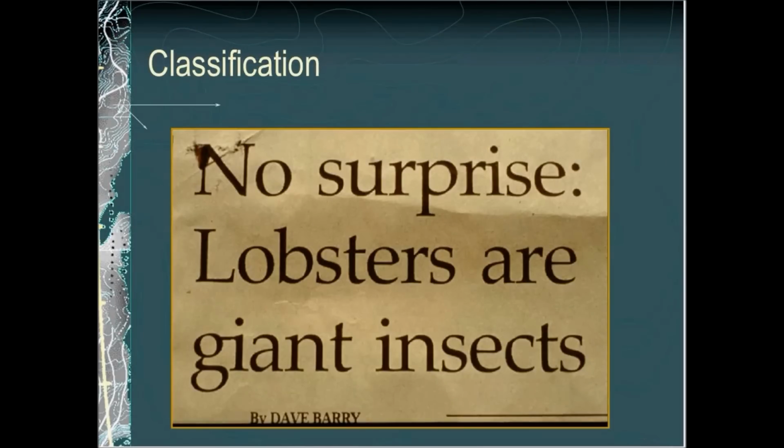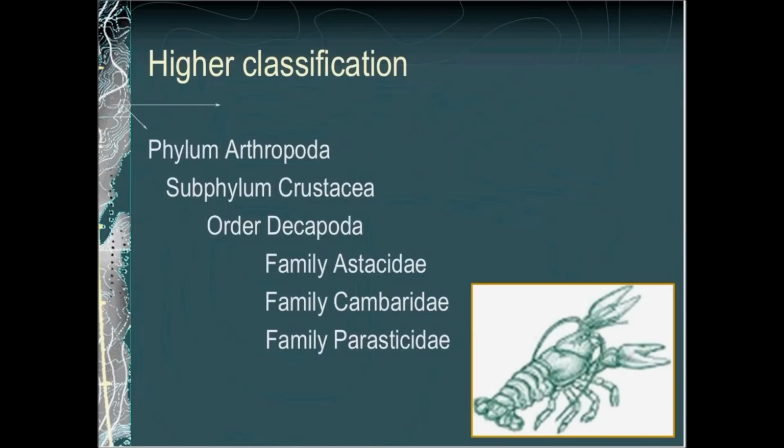So let's move a little bit into the classification. Hopefully you'll know that Dave Barry here, a humorous columnist, is a little off the mark. They're not actually insects, but they are kind of in that group. So as we look at the classification, they're all arthropods, they're all crustaceans. The big thing is that they're all decapods. There's only 3 families of crayfish found worldwide, and the families Appendages and Camberidae are the only ones found in North America. Family Parasiticidae is the only family found in the southern hemisphere.